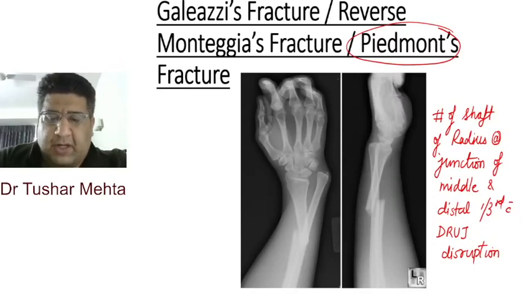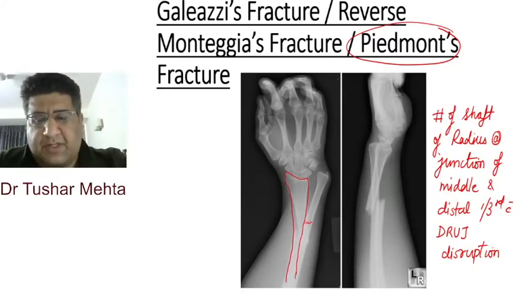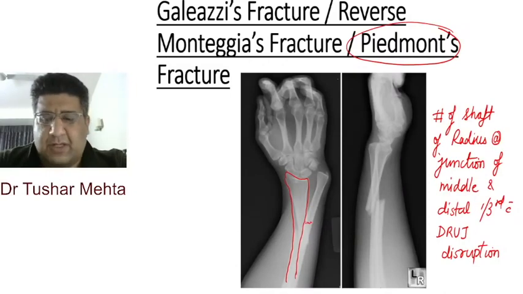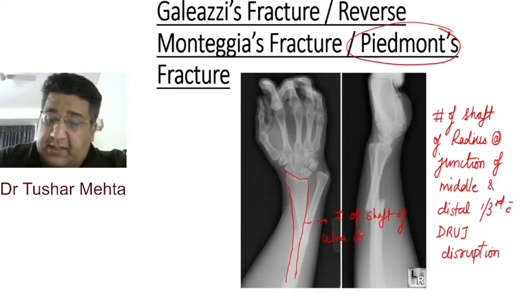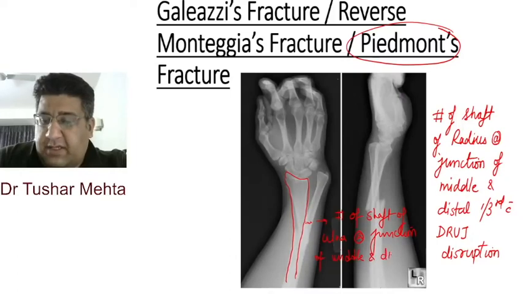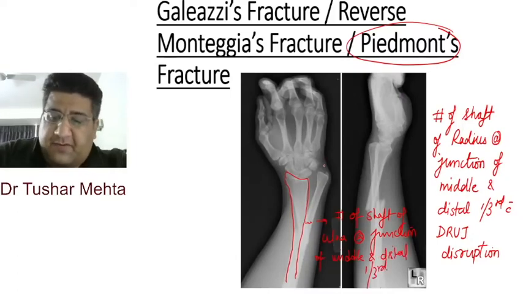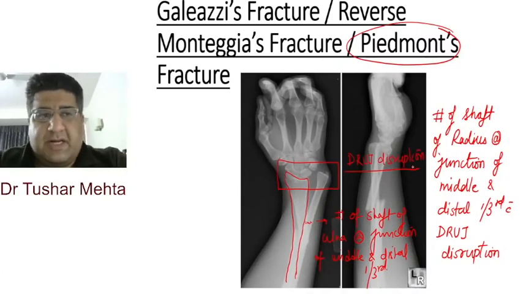Now I would like to put it across that if we assume that this is a radius, and we shift the fracture from the radius to the ulna, we have a fracture of the shaft of the ulna exactly at the junction of middle and distal 1/3. And apart from that, if you have the distal radio-ulnar joint disruption, then we call it a reverse Galeazzi fracture or a reverse Piedmont fracture.